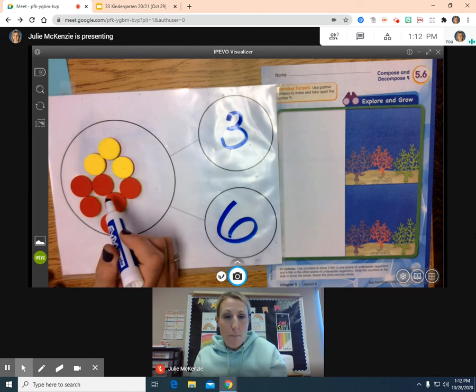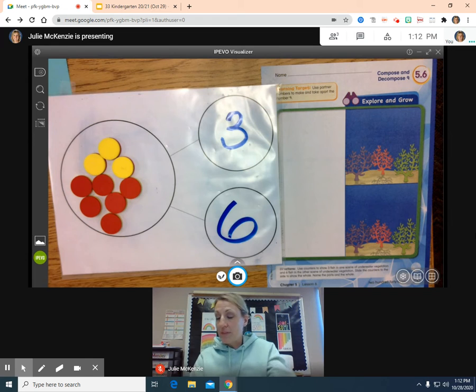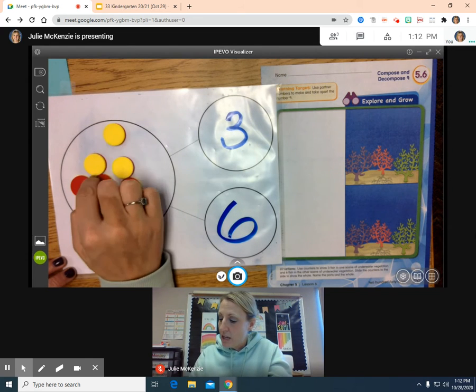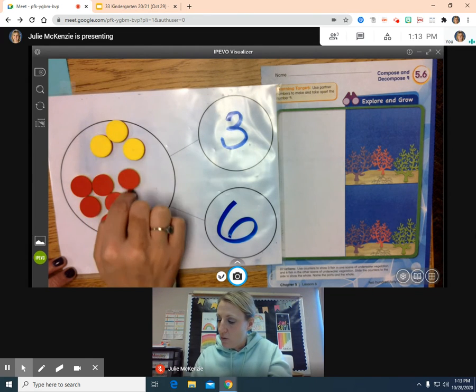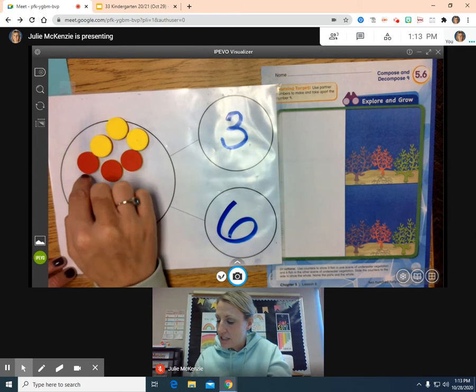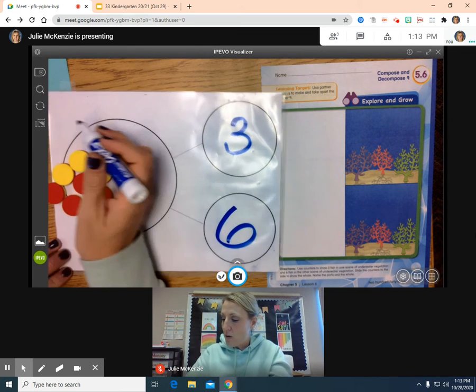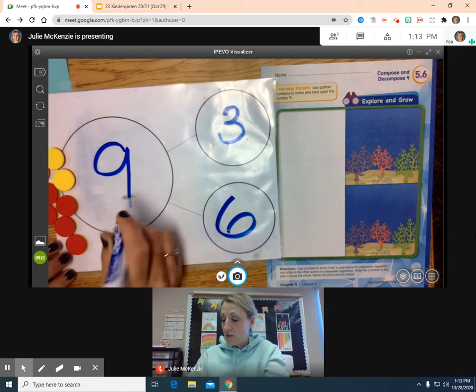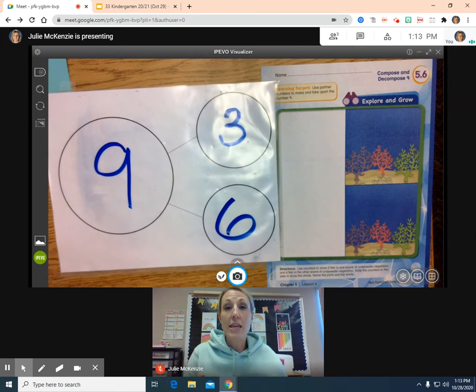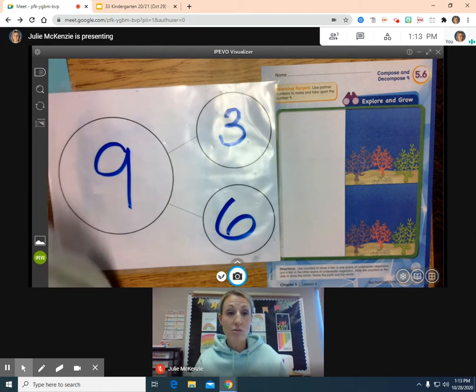And now how many are in my whole group? Let's count them. 1, 2, 3, 4, 5, 6, 7, 8, 9. There are 9 fish in my whole group. So that number bond would look like this. And it's okay that the number bond looks like it's facing sideways. Number bonds can face any direction.